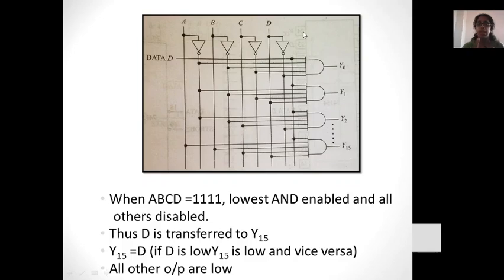I explained two conditions, when ABCD is equal to 0, 0, 0, 0 and ABCD is equal to 1, 1, 1, 1. So let's explain another one when ABCD is changing to 0, 0, 0, 1. Remember which AND gate will be enabled? The second AND gate will be enabled and D is transferred to Y1. So the working you understood. One common data is switching to many of the output lines depending on the values of the control signals. So this is a 1 to 16 demultiplexer.